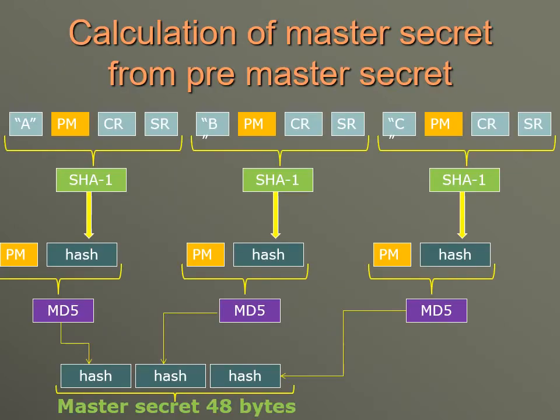This is the process of calculation of a master secret from a pre-master secret. First we have a pre-master secret, then the random numbers which are exchanged by client and server. After that, the SHA1 hash algorithm is applied to that and a hash is generated. After that, the pre-master secret is prepended to the generated hash and then the MD5 hash algorithm is applied to it, which generates a hash. Then all the hashes are concatenated with each other, which generates the master secret.